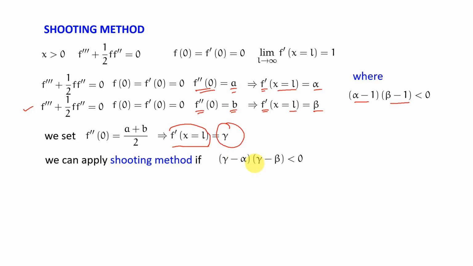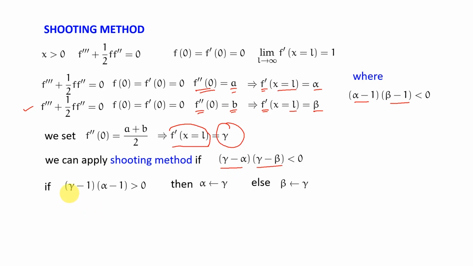If gamma is within alpha and beta, then gamma must be less than alpha and greater than beta, or greater than alpha and less than beta. In that way, (gamma minus alpha) times (gamma minus beta) must be less than 0, and this condition has to be satisfied so that we can apply the shooting method. Only then we can apply the shooting method. Otherwise the problem itself may be unstable, or we may have taken a completely wrong initial guess. So let us see what I'll do when my gamma is within alpha and beta.